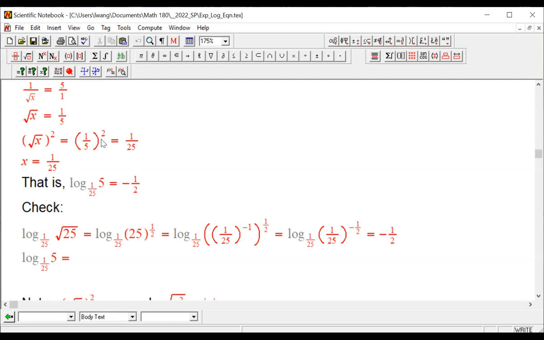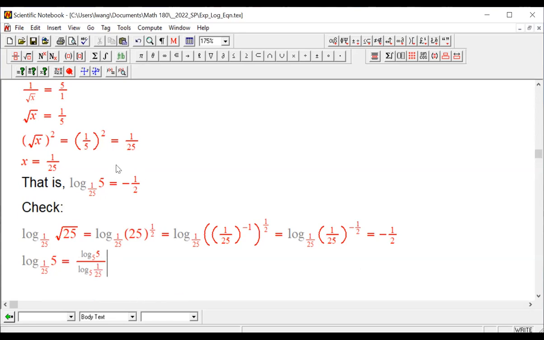So we can verify this by change of base. We decide we're going to change the base to base 5. How about that? I'm going to change the base to base 5. Log base 5 of the old argument, which is 5, and the next one, the old base, is 1/25.